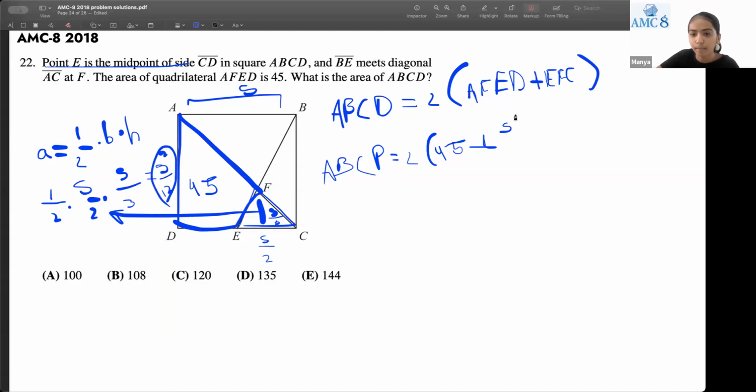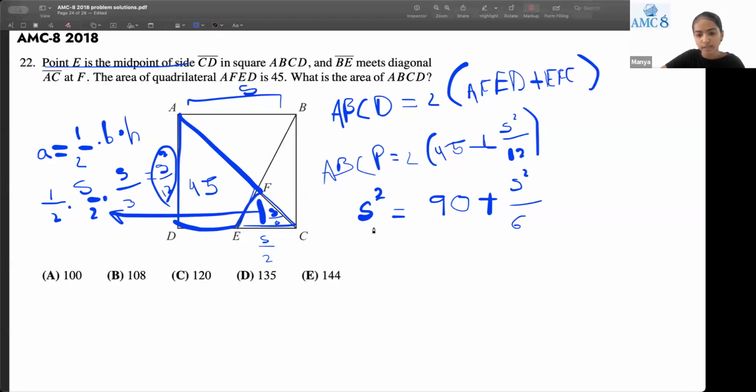So S squared by 12 is the total area of EFC, triangle EFC. So then we can do that. We know that ABCD can be equal to S squared, since it's going to be the side length times side length, that's just another formula to find the area of the square. We do side length times side length. So S squared will be equal to 90, which is 2 times 45. So 90 plus, well, divide by 2, so it's going to be equal to S squared by 6.